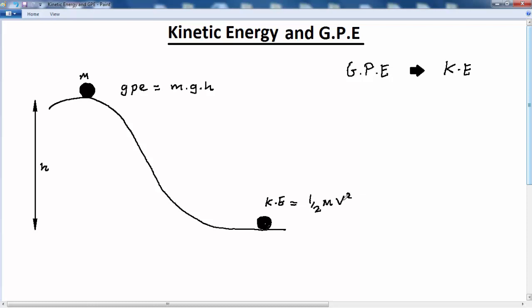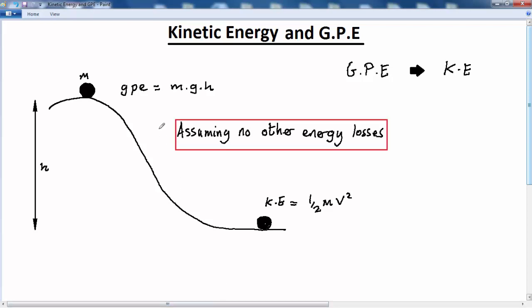Now in this type of problem it will invariably be stated that there is no other energy loss during this transfer. Okay, and what you'll have to do is equate these two expressions. We see that the mgh here is converted to a half mv squared here. So you may have to find the speed of this rock.